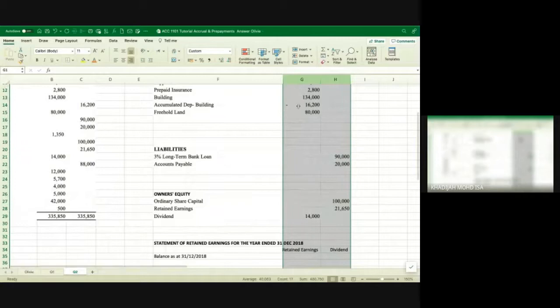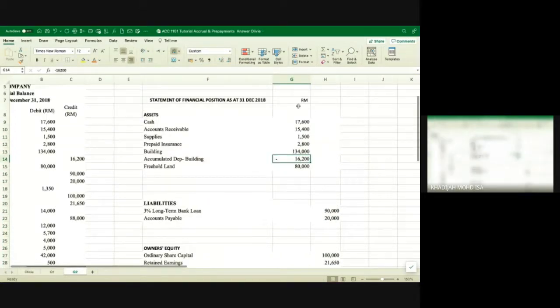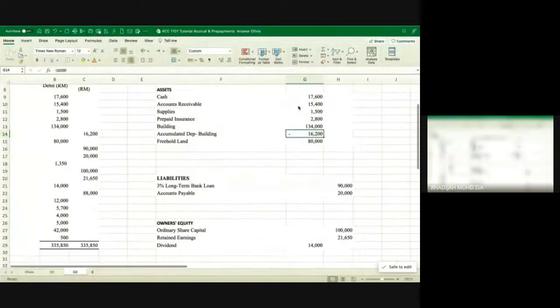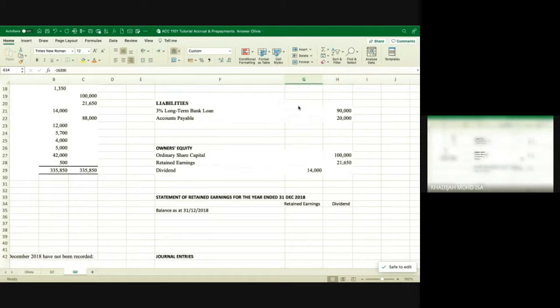Okay, so this accumulated depreciation is a negative, right? Remember that it's a contra asset, so that's why it has to be negative. So far, are you following what I'm saying? Yes, Doctor, we follow.